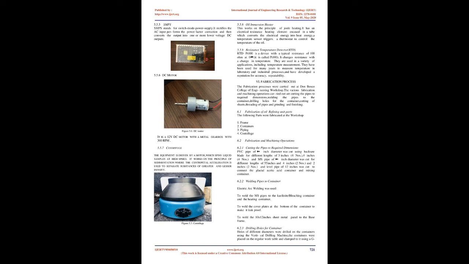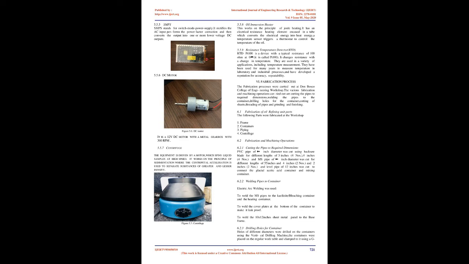6.2.1 Cutting the pipes to required dimensions. PVC pipe of inch diameter was cut using a hacksaw blade for different lengths of 3 inches, 4 NOS, and 4 inches, 4 NOS. An MS pipe of inch diameter was cut for different lengths of 55 inches, and 4 inches, 2 NOS, and 2 inches, 2 NOS. A level pipe of 12 inches was cut to connect the glacial acetic acid container and mixing container.